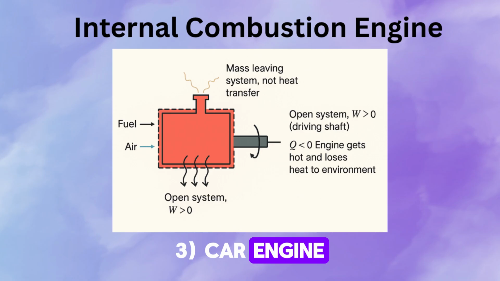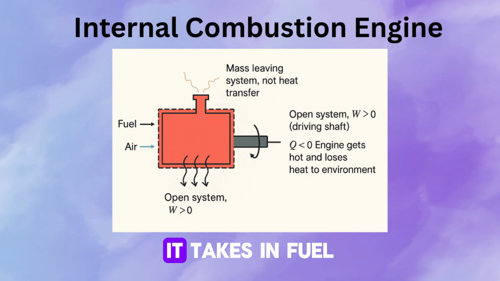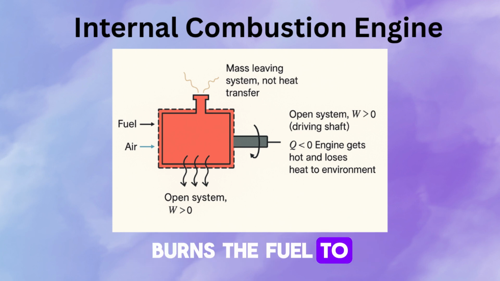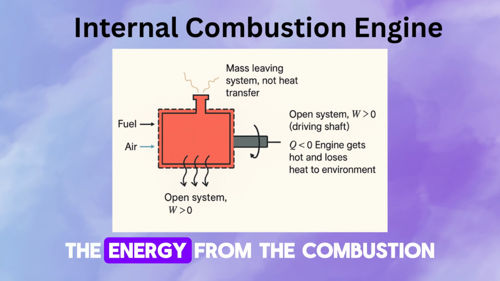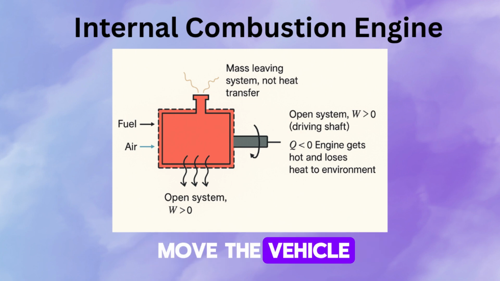3. Car engine. A car engine is another example of an open system. It takes in fuel, mass, and air, mass, burns the fuel to produce energy in the form of heat and work, and expels exhaust gases, mass. The energy from the combustion is transferred as heat and mechanical work to move the vehicle.